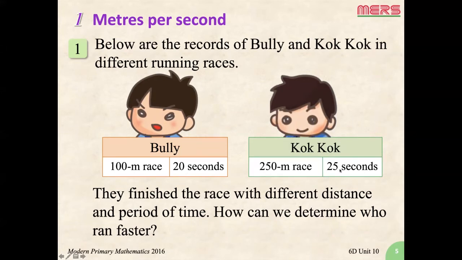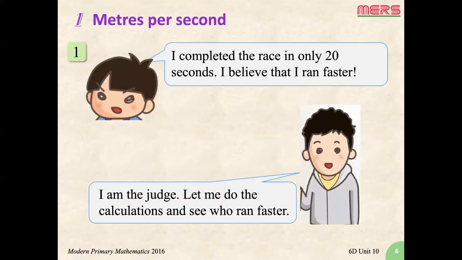Can we use the concept we learned in the past two examples to determine who ran faster, since they have different distances and different times? So how can we judge? Bully said, I completed the race in only 20 seconds, which is faster than Coco, because Coco used 25 seconds. I believe that I ran faster. But Mr. Danny said, I'm the judge. Let me do the calculation and see who ran faster.